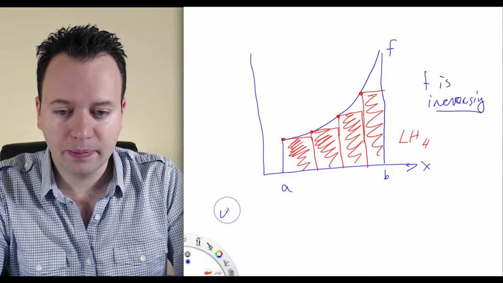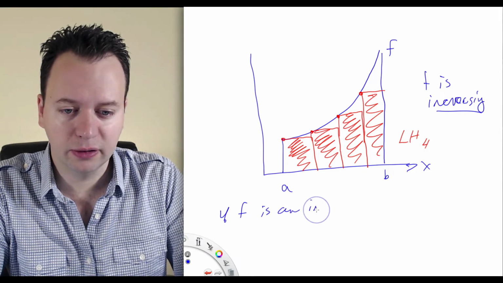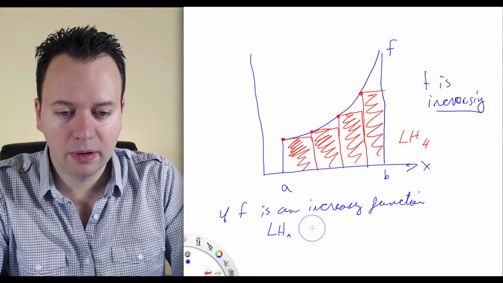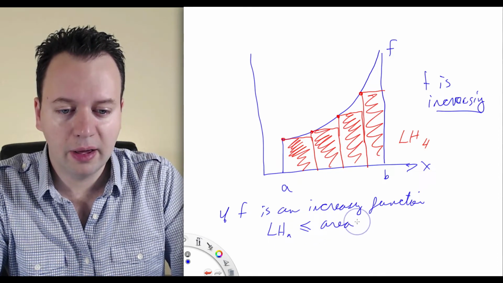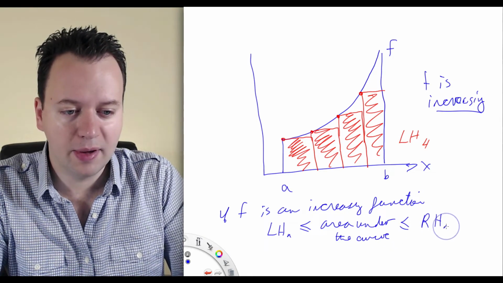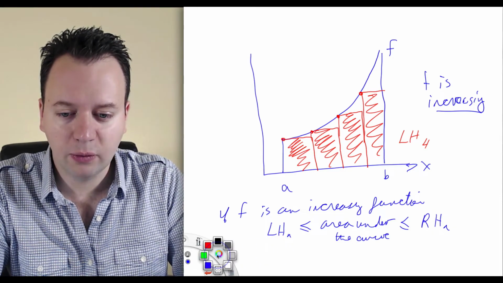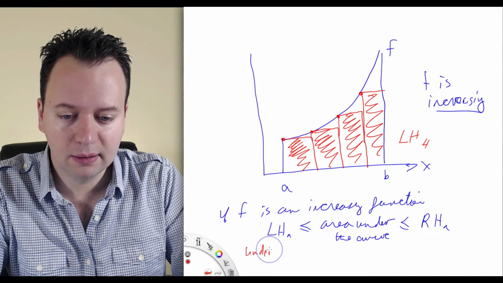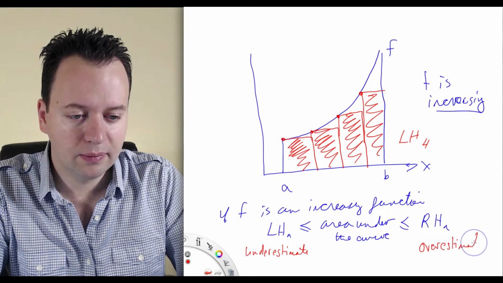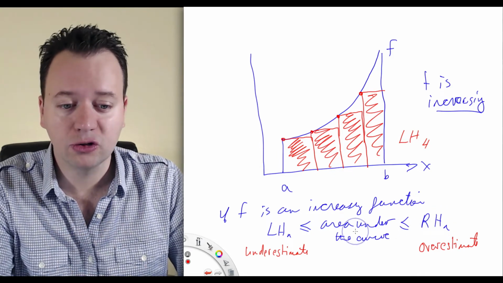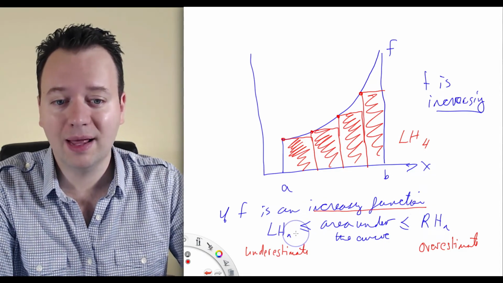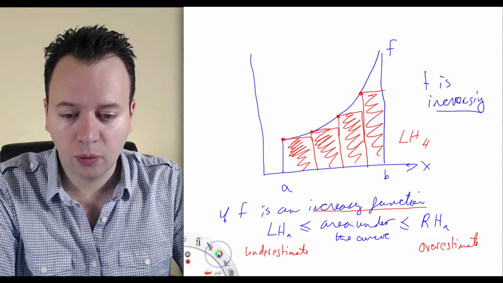So we have the following result. If f is an increasing function, the left-hand Riemann sum will be less than or equal to the area under the curve. And the area under the curve will be less than or equal to the right-hand Riemann sum. So for that reason, we call the left-hand Riemann sum in this case an underestimate, and we call the right-hand Riemann sum an overestimate. Right? Overestimate means that it's greater than the actual value. Underestimate means it's less than the actual value. So if you have an increasing function, the left-hand Riemann sum comes up short when you're estimating the area, and the right-hand Riemann sum gives you too much.